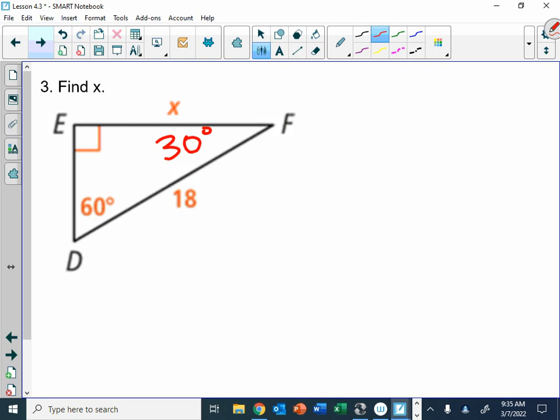Am I given a leg or a hypotenuse? What's the 18? That's a hypotenuse. That's what I'm given. So the hypotenuse for a 30, 60, 90 is labeled as what? S square root of 2. S square root of 3. 30, 60, 90, the hypotenuse.